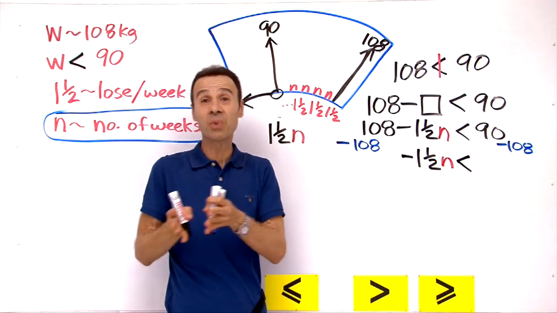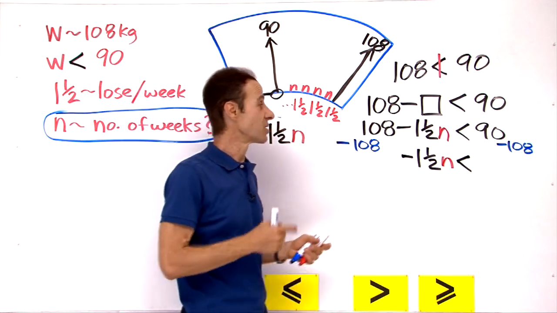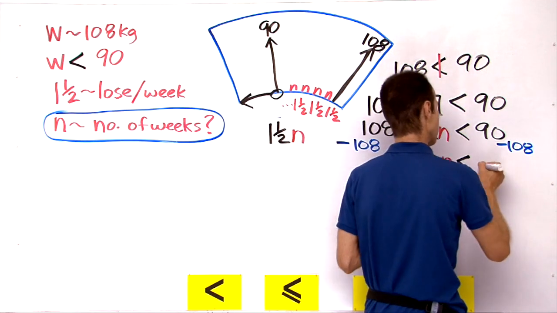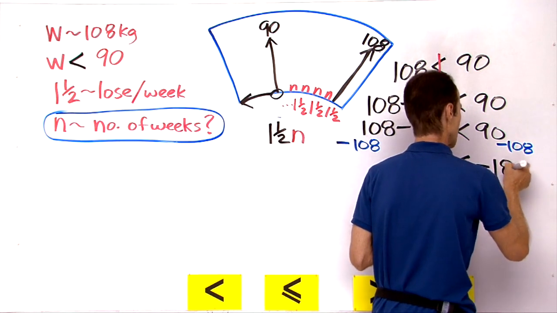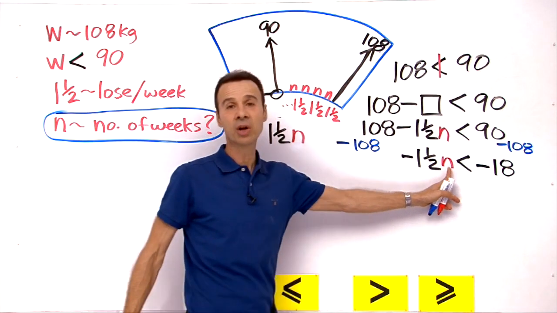You could also go 108 minus 90 and then put a negative sign. So that's going to be negative 18. Okay, I want to get that n home alone and isolate it.